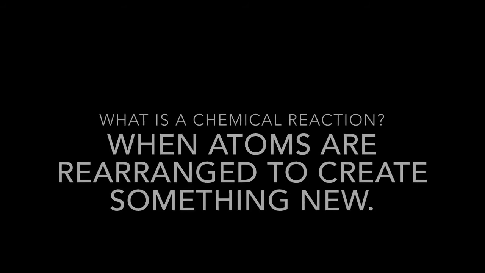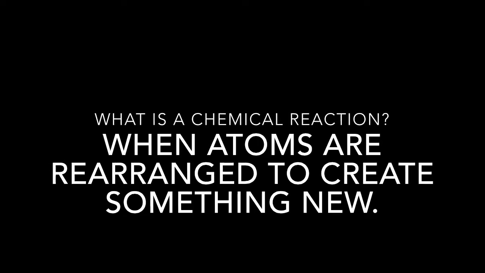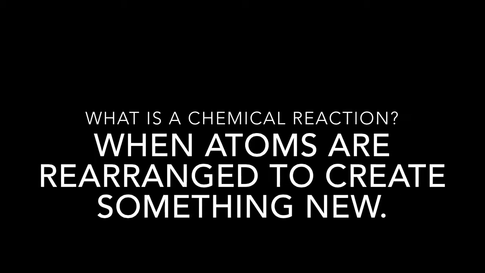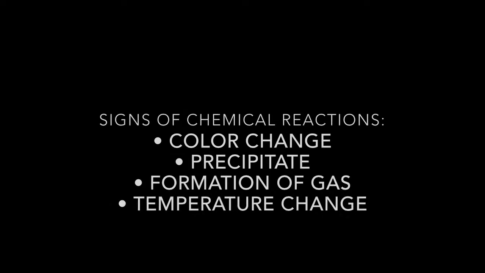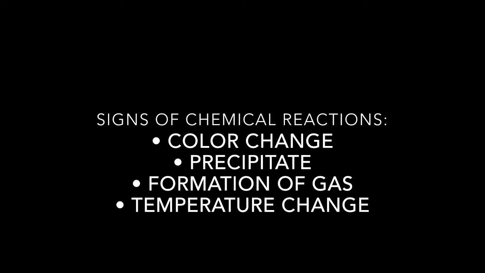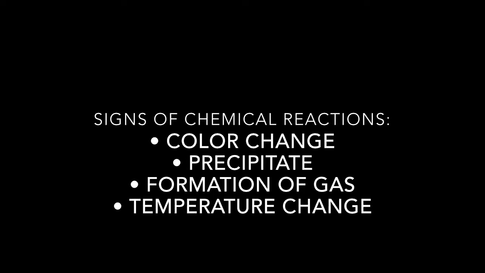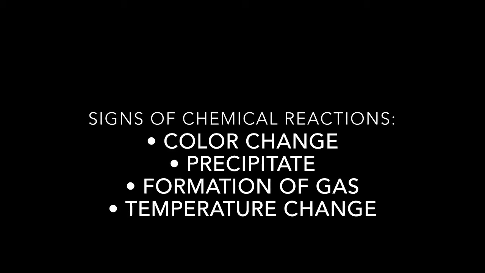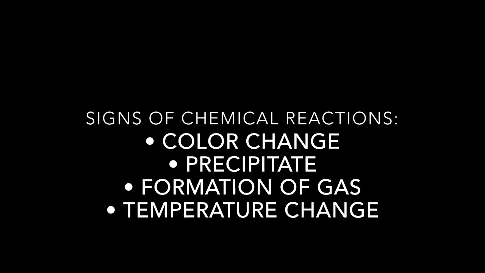Let's move on to our next unit, chemical interactions. We now analyze whether a chemical reaction occurred or not. So, what is a chemical reaction? In a chemical reaction, atoms are rearranged to create something new. Since not all chemical reactions are apparent, these are the signs that a chemical reaction occurred: a color change, a formation of precipitate, a formation of a gas, and temperature change.